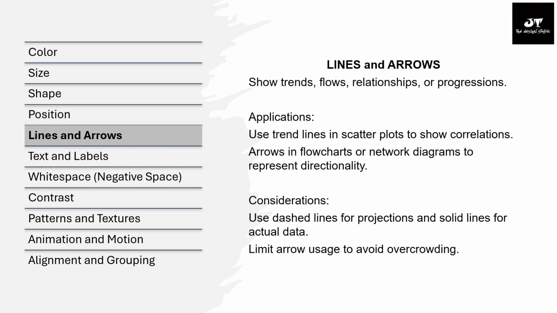The fifth cue is lines and arrows. Lines and arrows are used to show relationships, trends, or directional movement in data. Trend lines in scatter plots help identify correlations between variables, while arrows in flowcharts or network diagrams represent directionality or progress, such as illustrating the flow of goods in a supply chain.